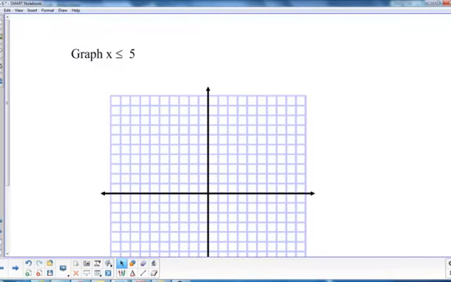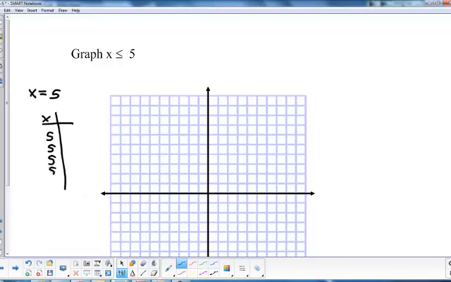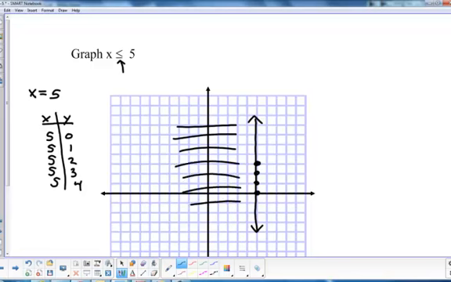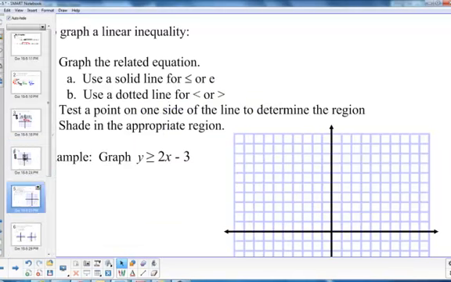So then we're going to try the x. Now think about x equals 5. If you think about that table, x is always equal to 5. And y can be anything. So over 5 up 0, over 5 up 1, over 5 up 2, over 5 up 3. This time I do have the equal to underneath. So it's a solid line connecting those dots. And then it's x is less than, so I'm shading to the left. So everything on my line and everything in the shading are solutions to that inequality.